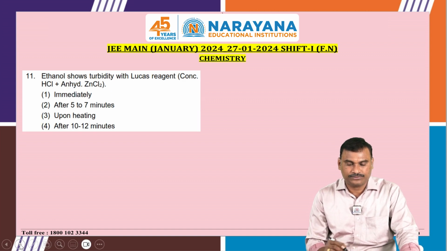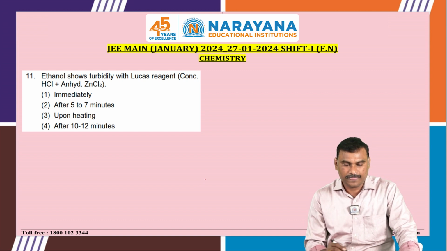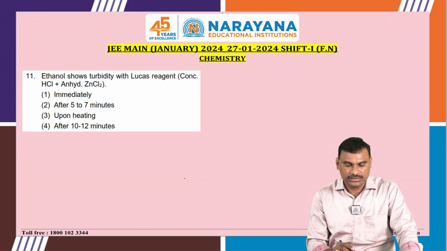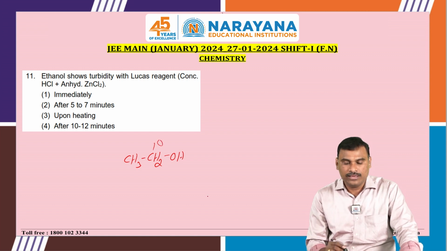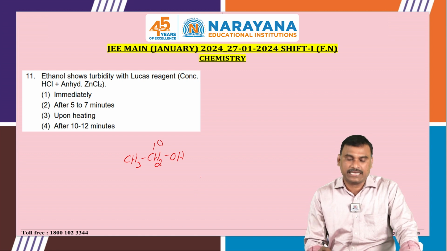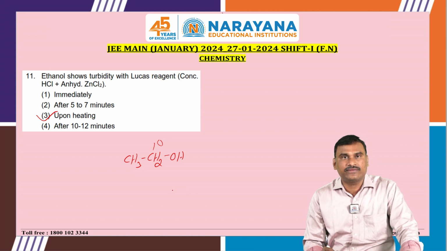Question number 11. Ethanol shows turbidity with Lucas reagent, that is concentrated HCl and anhydrous ZnCl2. Ethanol is a primary alcohol, students. Tertiary alcohol produces turbidity immediately. Secondary alcohol will produce turbidity after a few minutes, but primary alcohol gives turbidity after heating only. So the answer, upon heating, is the correct option for the given question, since ethanol is a primary alcohol.